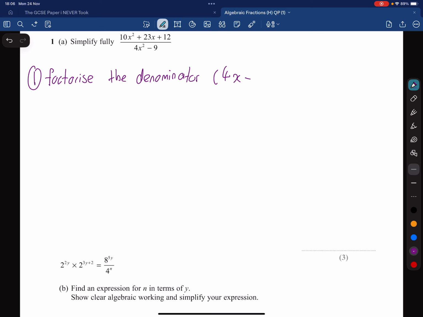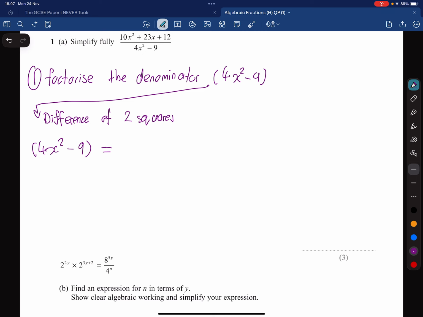That's 4x squared minus 9. Why? Because it's easier to factorise than the top. And I have a feeling that one of the factors on the top will be one of the factors on the bottom, so they'll cancel out. So this is a difference of two squares, and 4x squared minus 9 is equal to 2x plus 3, 2x minus 3.